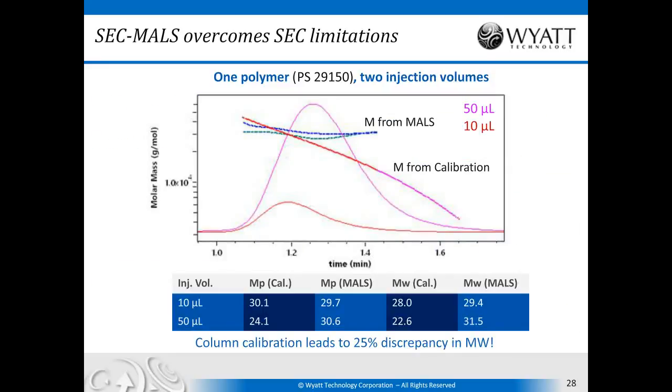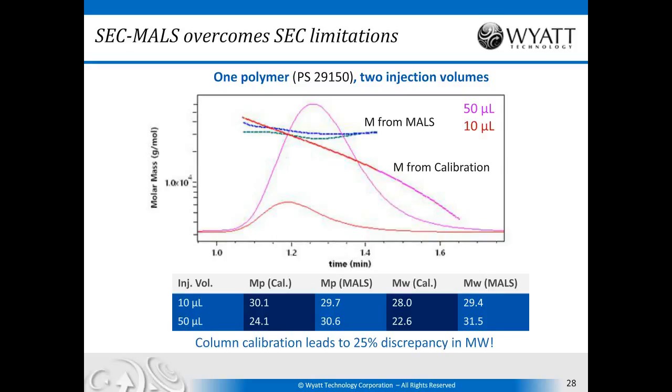Here's another example of why multi-angle light scattering is important in SEC. Again, if you're using retention time and column calibration and just inject different amounts of sample, a 10 microliter injection and a 50 microliter injection, you could have different elution times, which would, based on column calibration, indicate that you have different molecular weights. Of course, that's not true. You're just injecting different amounts of the same material.